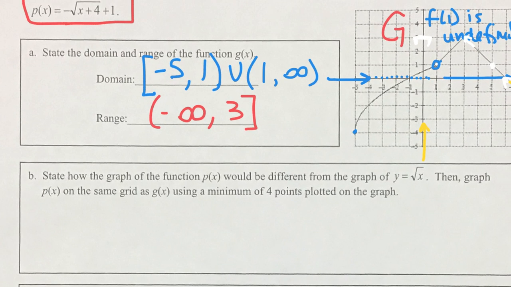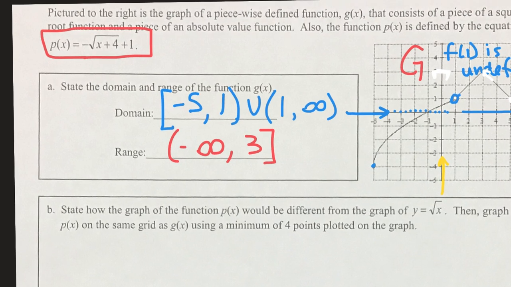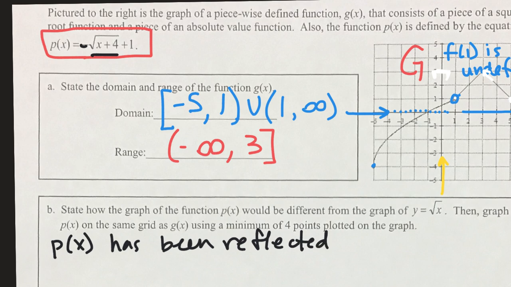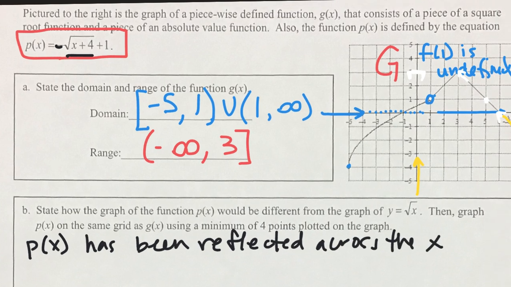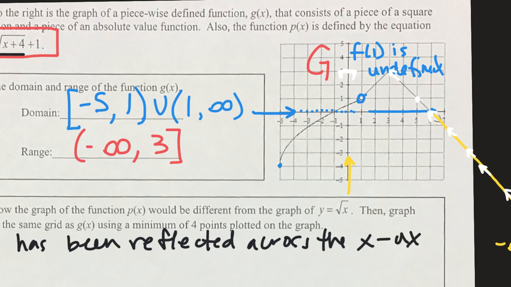Okay, now it moves on to your P function, and it asks how this graph is different. What transformations have been done? One of them we can look at is the negative in front. The negative is an x-axis reflection. So we can say P of x has been reflected. We're going to use whole sentences across the x-axis. That is a complete sentence talking about the reflection, that negative portion.